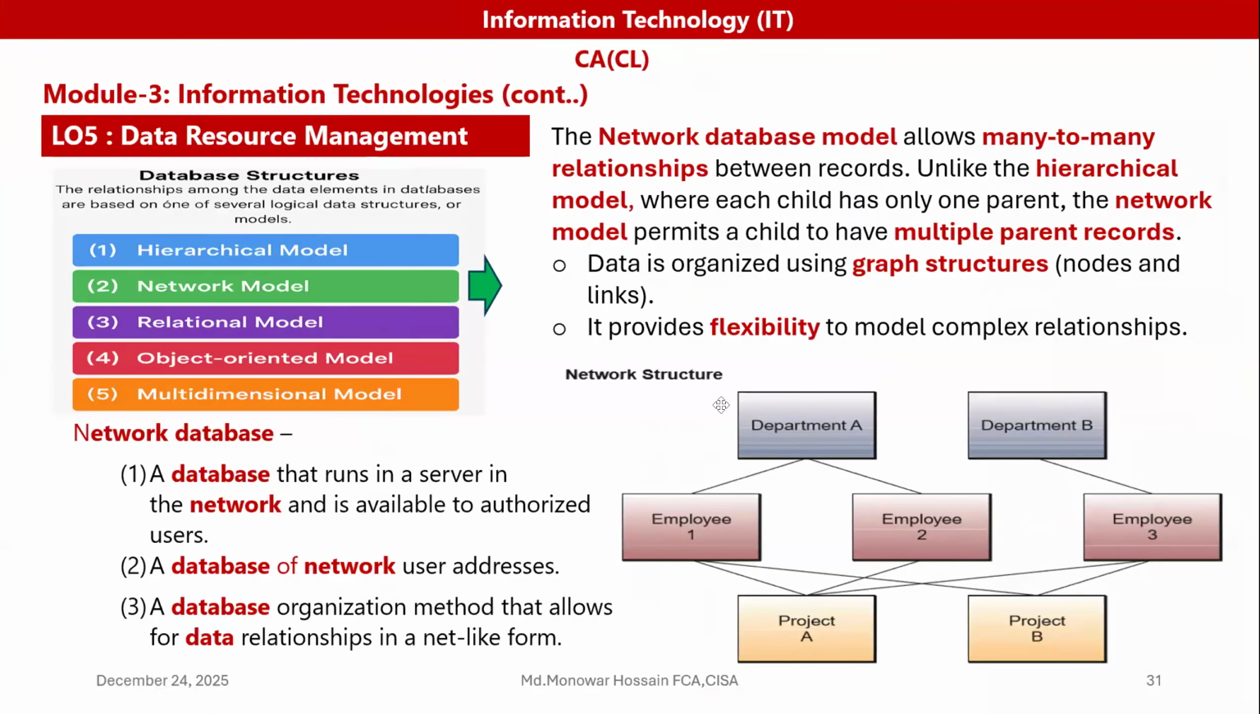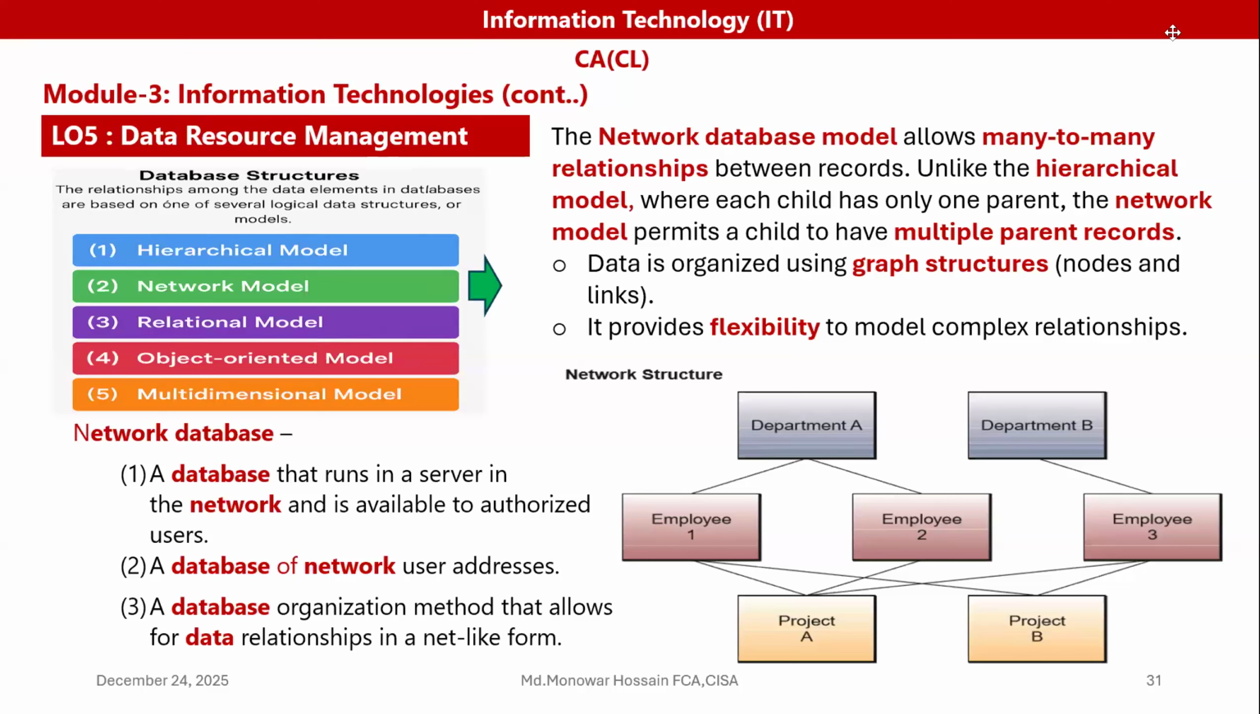network model, that means network database model, many-to-many relationship between records. So where the hierarchical model has only one parent, the network model permits multiple parent records. Data is organized using a graphical structure, and it provides flexibility to model complex relationships.